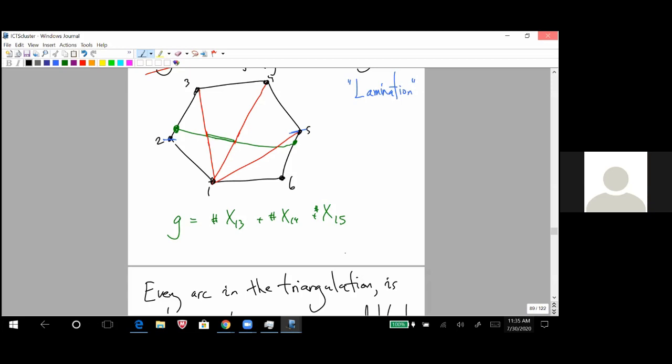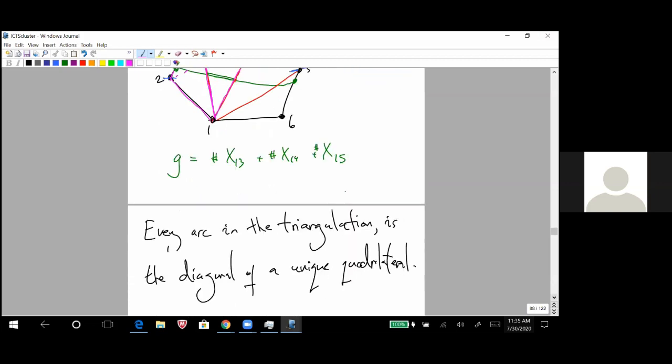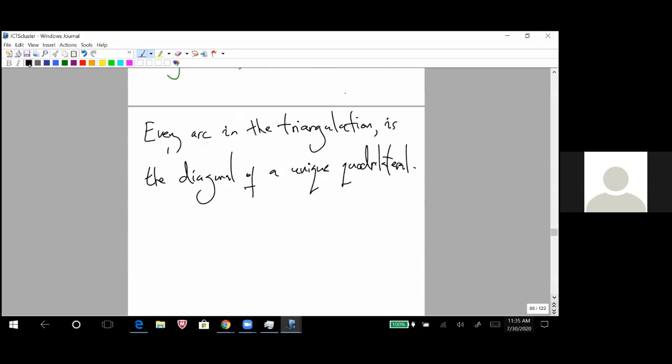So for example, here, 1,3 uniquely belongs to this quadrilateral. If I wanted to mutate 1,3, I would replace it with 2,4. So I can think of every arc in the triangulation as belonging to a quadrilateral, and therefore all we do is stare at that quadrilateral.